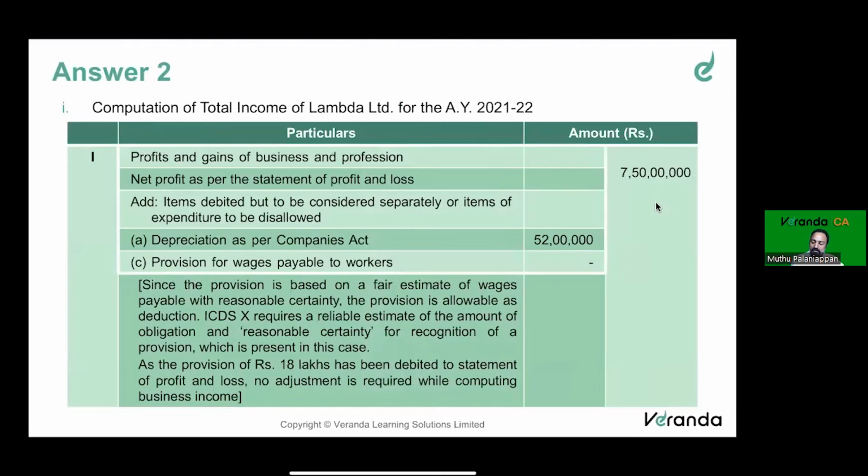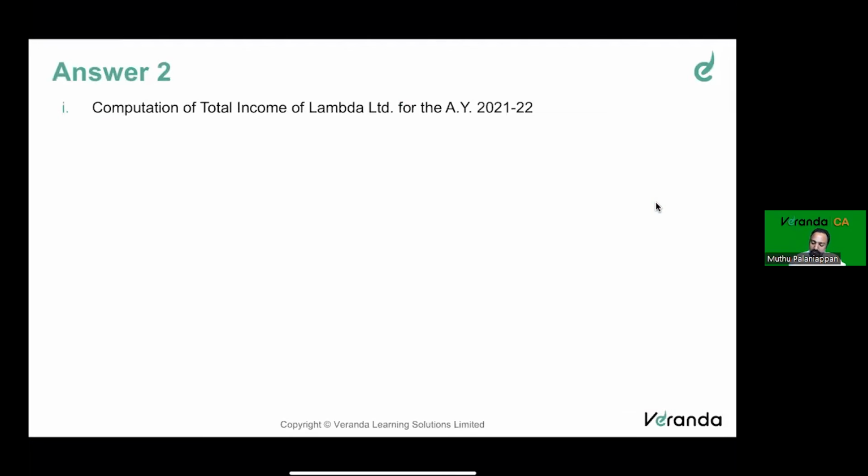So we'll go into the provisions. Basically, we said the first thing is depreciation. Depreciation has to be adjusted. So we discussed this.